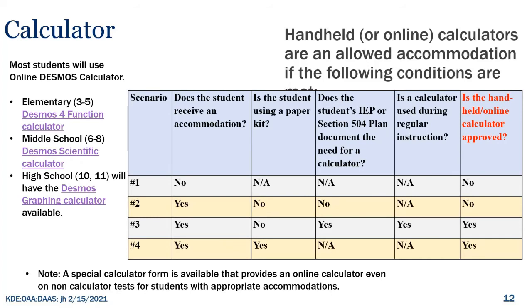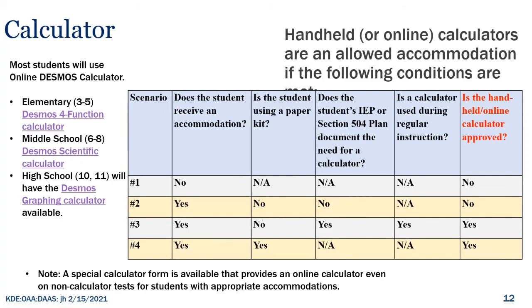Now, in scenario 2, we do see the student receives accommodations, but they are not using a paper and pencil kit, and their accommodations do not include the use of a handheld or online calculator. So that student would not qualify for a calculator either, handheld or online variety. Okay, they only get whatever any other kid gets.